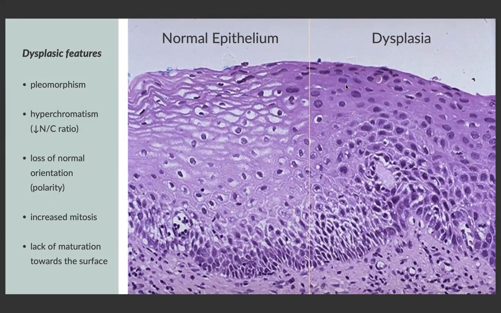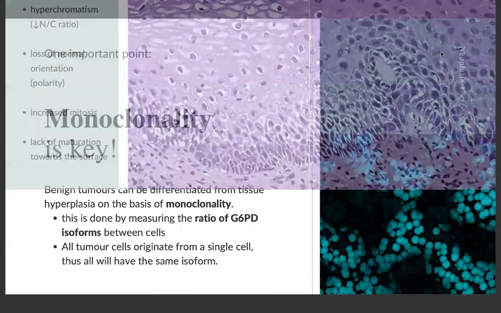You have nuclei. The cells are of different sizes, which is called pleomorphism. The cells appear smaller and the nucleus is larger. That's called hyperchromatism, where you have an increased NC, or nucleus to cytoplasm ratio. You also have, which is not very visible here, loss of polarity, so loss of the normal cell orientation. And of course, you have increased cell proliferation, or more mitosis here. So those are the dysplastic features, or features of dysplasia.